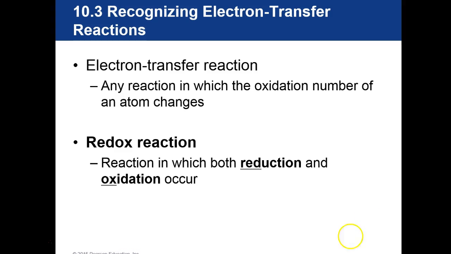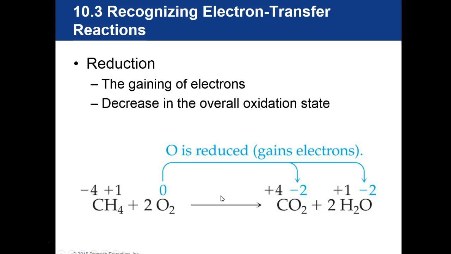So next we'll look at the electron transfer reactions. This is any reaction in which an oxidation number of an atom changes. And the redox reaction is a reaction in which both reduction and oxidation occur. In reduction, there's a gaining of electrons and a decrease in the overall oxidation state.